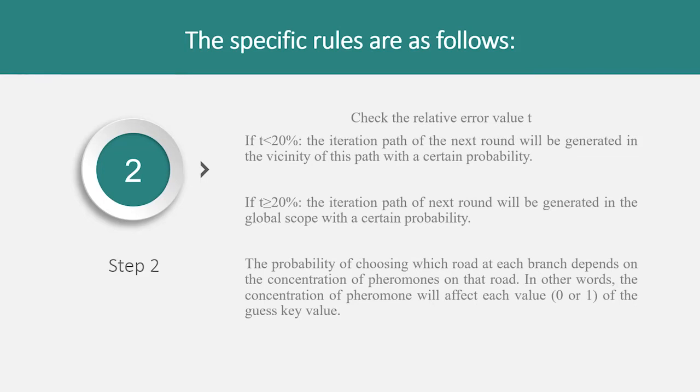If t is less than 20%, then the iteration path of the next round will be generated in the vicinity of this path with a certain probability. If t is greater than or equal to 20%, then the iteration path of the next round will be generated in the global scope with a certain probability. The probability of choosing which road at each branch depends on the concentration of pheromones on that road. In other words, the concentration of pheromone will affect each value of the guessed key value.